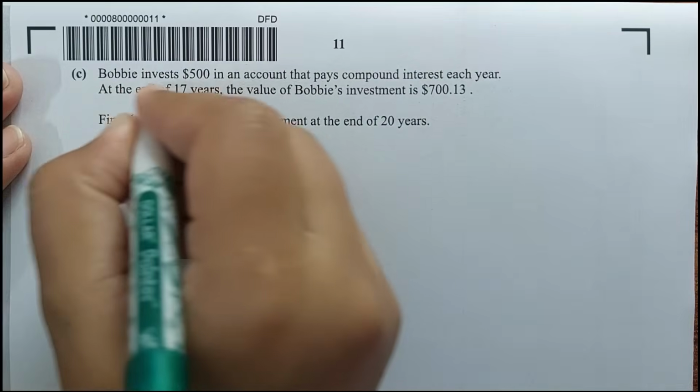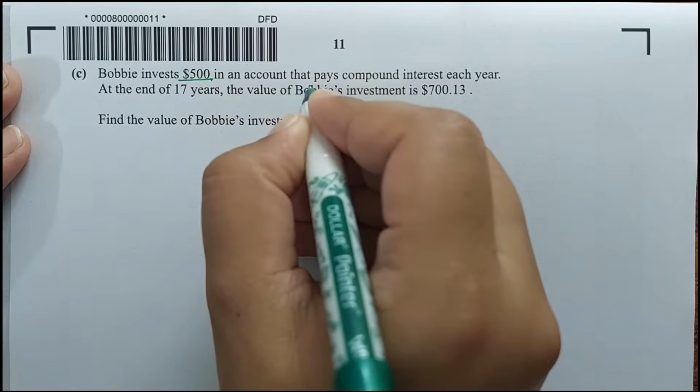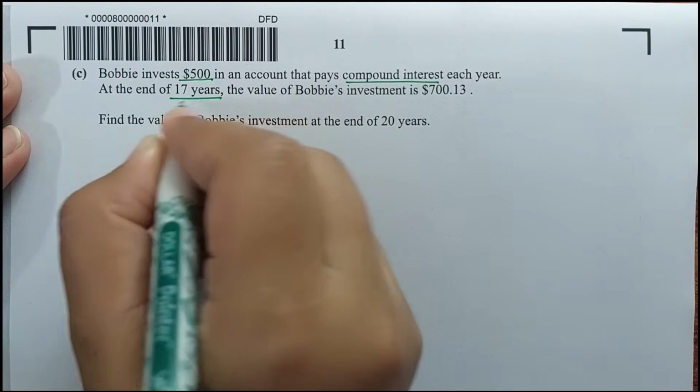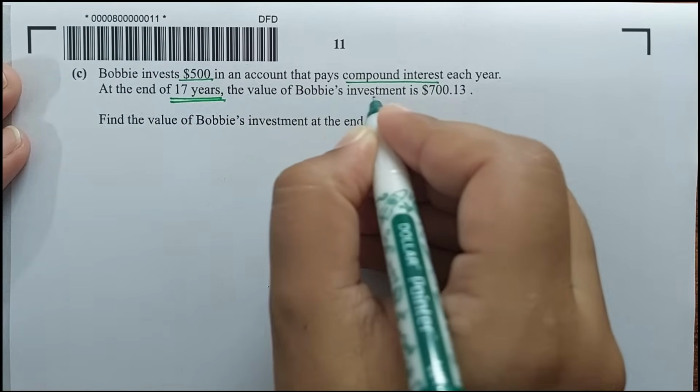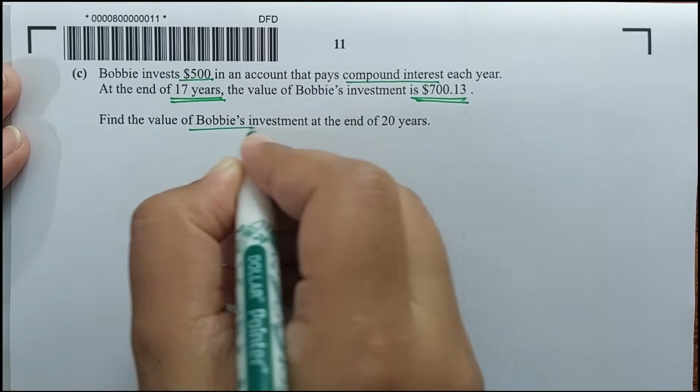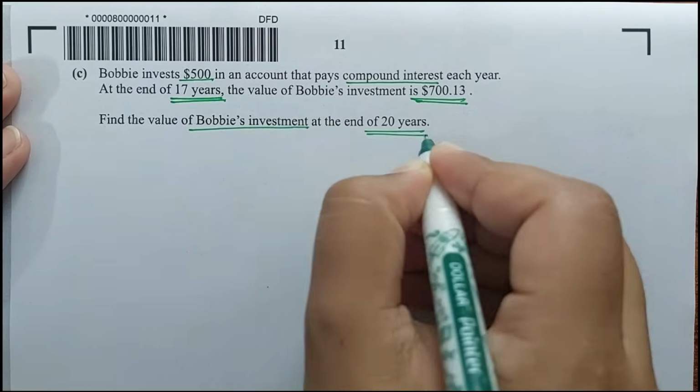Now for part C, Bobby invests $500 in an account that pays compound interest each year. At the end of 17 years, the value of Bobby's investment is this much. Calculate the value of Bobby's investment at the end of 20 years.